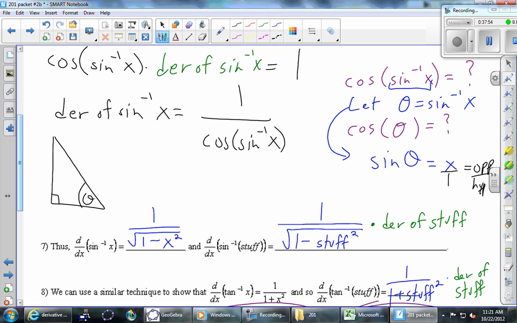And we have over there opposite over hypotenuse. So what is the opposite in this triangle? It is the vertical. And what is it equal to according to that fraction over there? It's equal to x, right? We want the opposite to be x and the hypotenuse to be 1. That's what that says. So the opposite is going to be x and the hypotenuse is going to be 1. So far, so good?